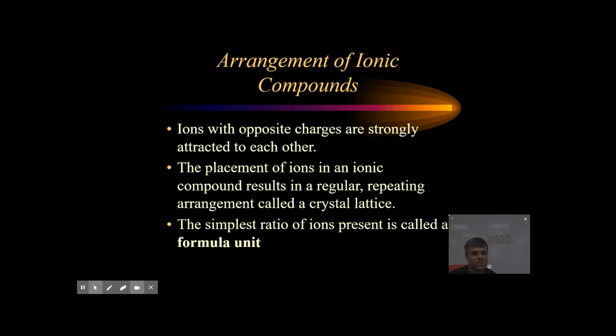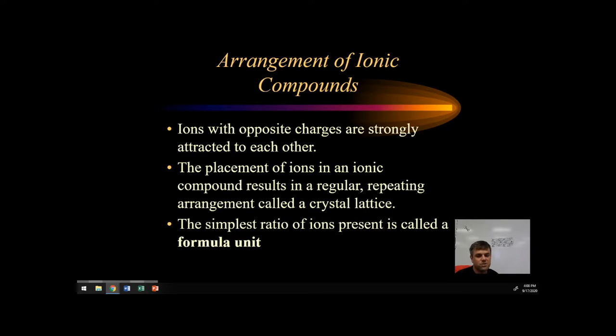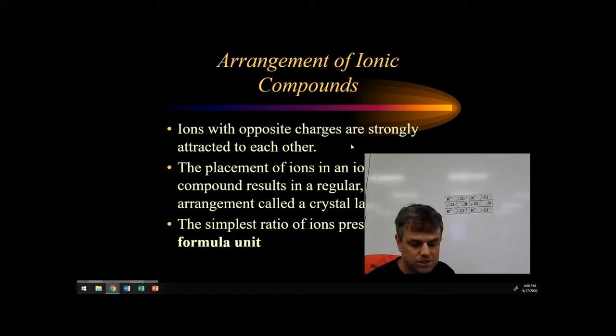And the simplest ratio of ions present is called a formula unit. There's the term molecule that we use for covalent compounds. The technical term for an individual ratio of the ionic compound is called a formula unit. So a formula unit of potassium chloride is just one potassium and one chloride. For calcium chloride, since calcium has the +2 charge, a formula unit of calcium chloride would be one calcium and two chlorines.